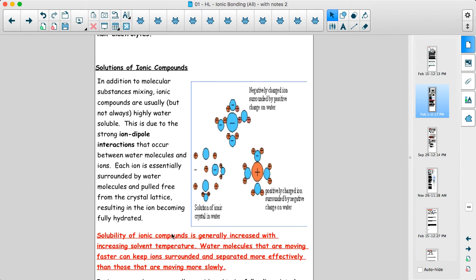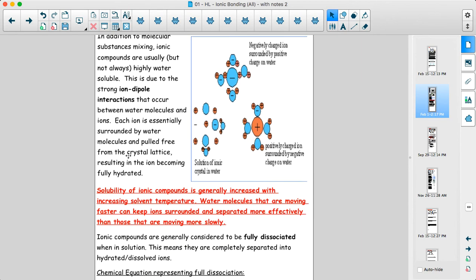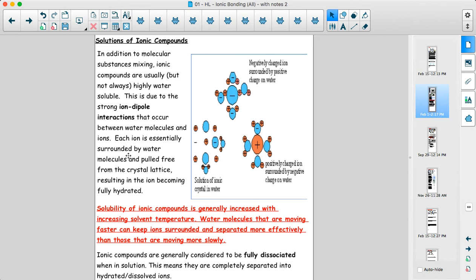However, when we take ionic compounds, we know that they're water soluble. They're water soluble because of the ion-dipole interactions that they can have with lots of water molecules, the polar water molecules. And when they dissolve, they are going to be electrolytes because once you dissolve an ionic compound, you do have charged particles that are free to move in the solution, and those are the ions. So solutions of ionic compounds are electrolytes.